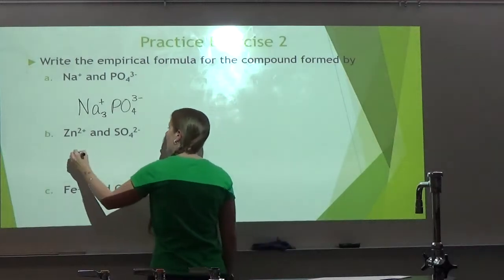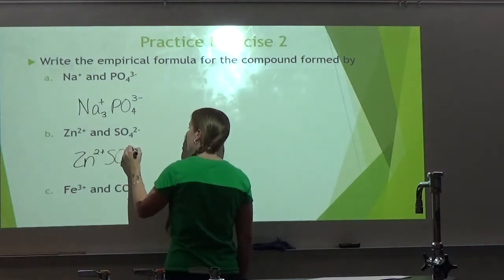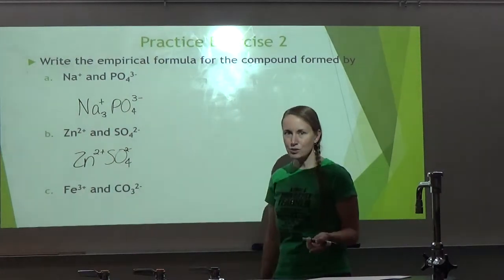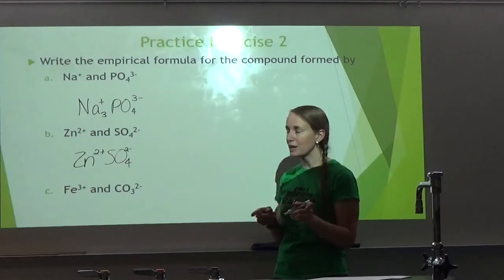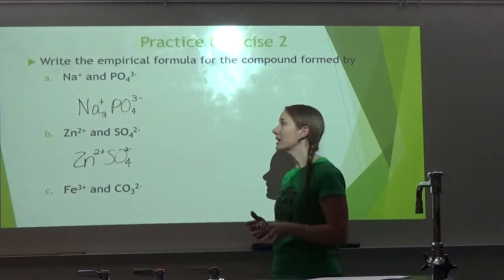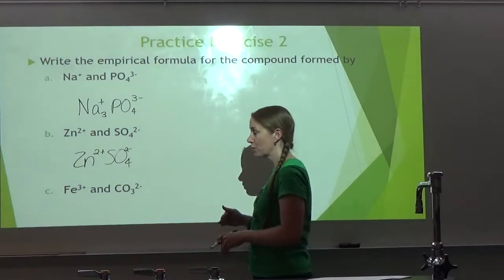All right, next I have zinc with a +2 and sulfate with a -2. So +2, -2 already cancel, so you do not need to do anything with subscripts. Okay, don't change the subscripts if it already cancels. That's why I asked for the empirical formula, because it needs to be the lowest ratio possible.